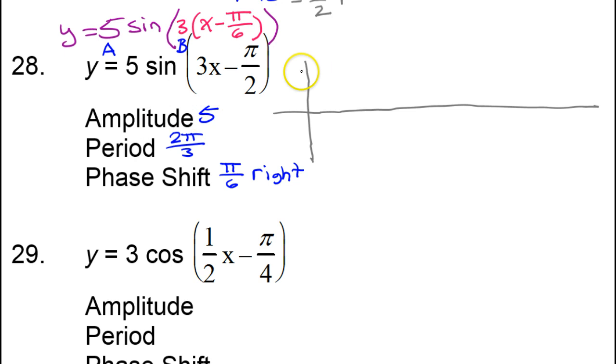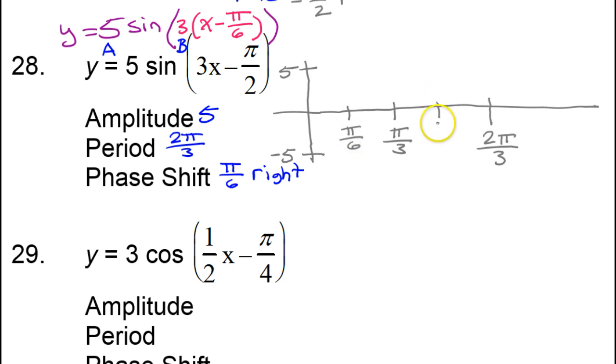Since the amplitude is 5, that means we will go up 5 and we will go down to -5. Since the period is 2 pi over 3, I'm going to put 2 pi over 3 way over here. So this would be the end of one repetition of the graph at 2 pi over 3. If I go halfway, though, if this is 2 pi over 3, this should be 1 pi over 3. And if I go half of that, this should be pi over 6.